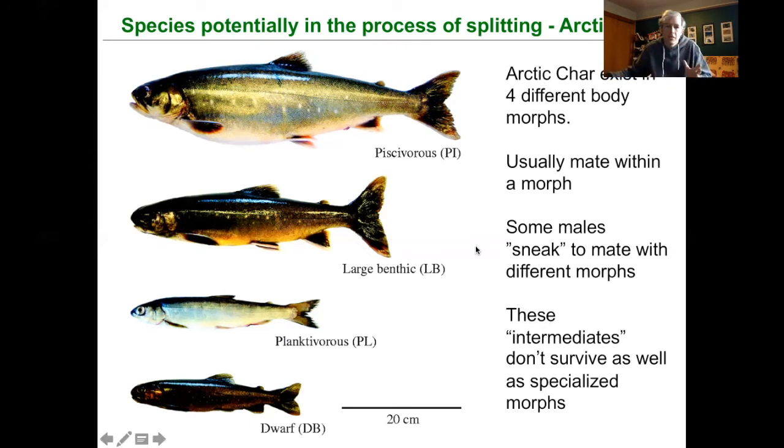And these fish that are produced, which we call intermediates, so they share characteristics of both, they tend not to survive as well as the specialized morphs. So these specialized fish, the purebred piscivorous, purebred large benthic, purebred planktivorous, and purebred dwarfs, survive very well. They've been going for a very long time. The intermediates that occur when a dwarf mates with a piscivorous don't survive nearly so well. They're not specialized on one diet or the other, and not specialized on one lifestyle or the other, and they just don't survive as well.